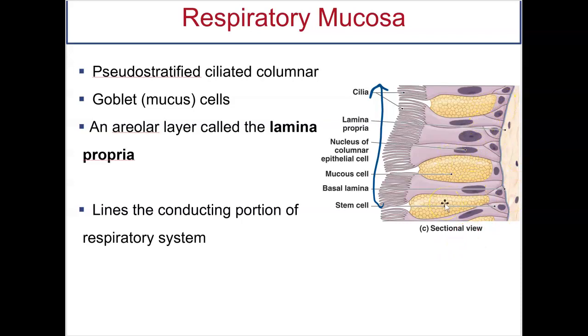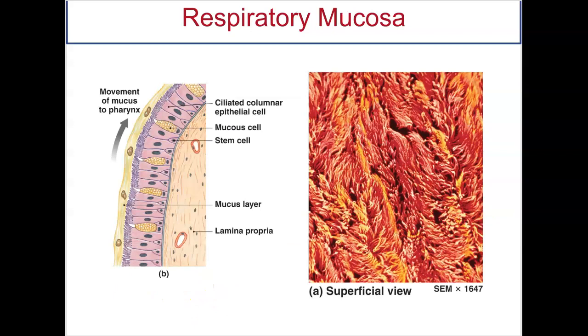These are the cells that make mucus. Don't worry too much about the lamina. That's just the connective tissue below. But the entire conducting zone is lined with this tissue. And in this image, you can see all the cilia. And so what happens is this forms part of our defense system.